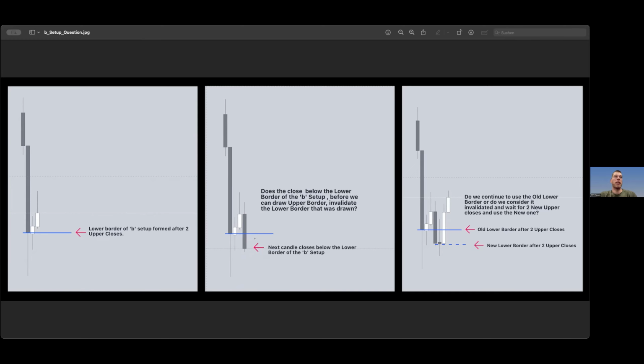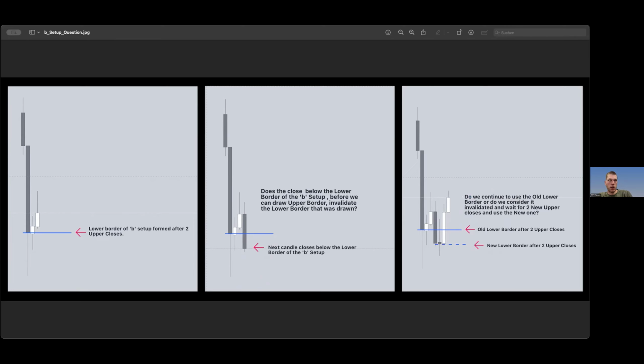But that is like the first setup. And if we then close back in, we have a new support line. So this is then our new support line, and we have two higher closes. And then we need to wait for two lower closes until we have our upper resistance line, and then we have our B shape.